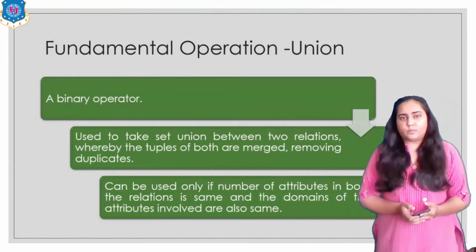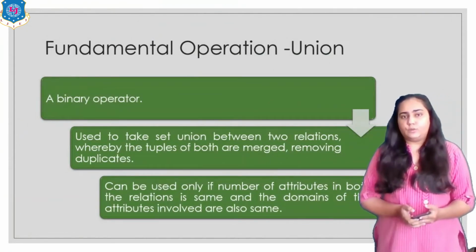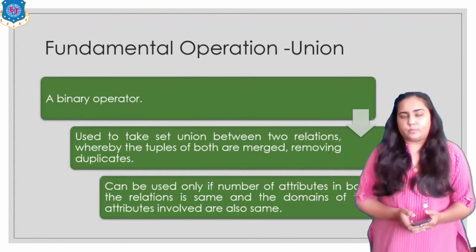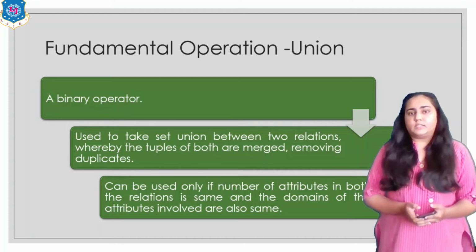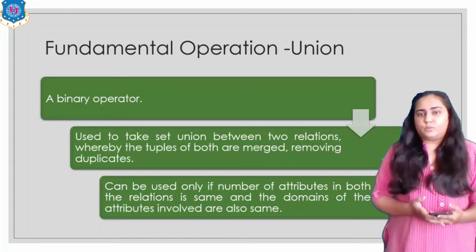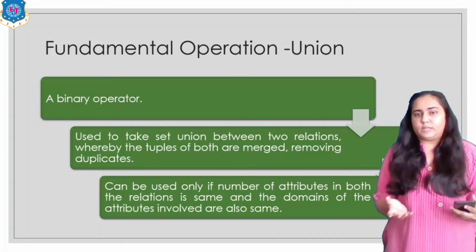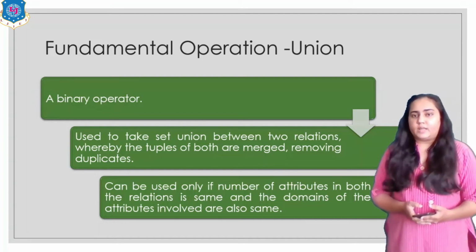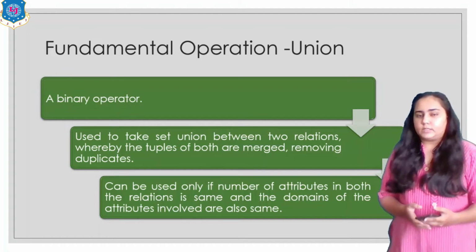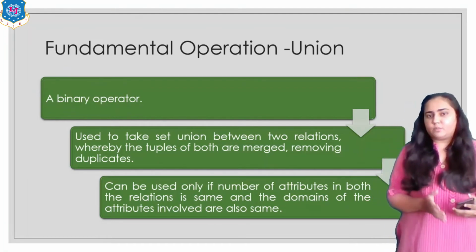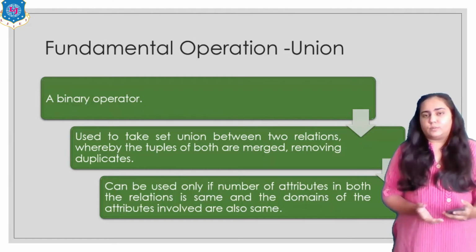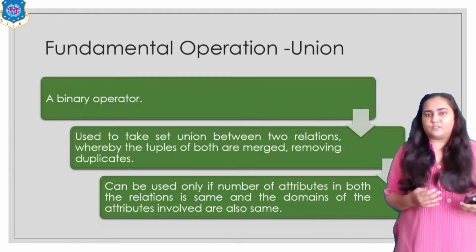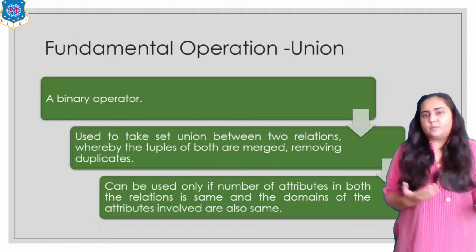The next fundamental operation we are going to see is the union operation. This is a binary operation because it requires two tables instead of one, and it is used to take a union between two tables whereby the tuples are merged and duplicate tuples are removed. And there's a condition for this, which is that both the tables should have the same number of attributes and the domains of those attributes must also be the same. So that means the set of permissible values for those attributes must also be the same.